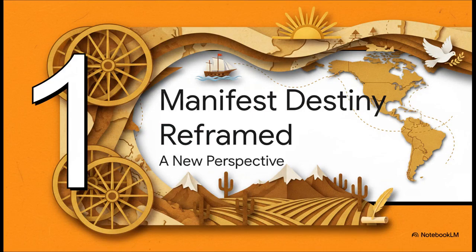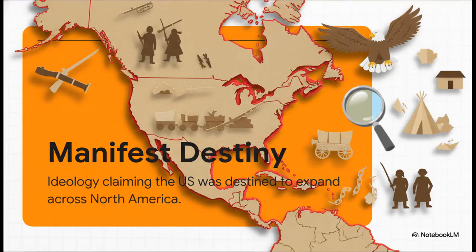So, Section 1, Manifest Destiny Reframed. To really understand this conflict, we've got to define the driving force behind it. Manifest destiny. You've probably heard the term. It was this ideology claiming the United States was simply destined, like cosmically meant to be expanded all the way across North America. But as our sources point out, this wasn't just some harmless philosophy, right? It was actively used as a tool to justify the aggressive seizure of Mexican territory. Plus, it provided the ideological cover for U.S. policies that led to the forced removal, displacement, and honestly, horrific destruction of indigenous peoples across the continent.